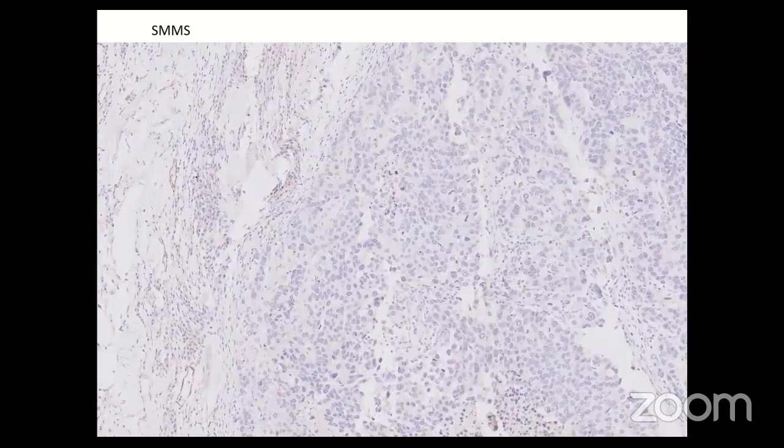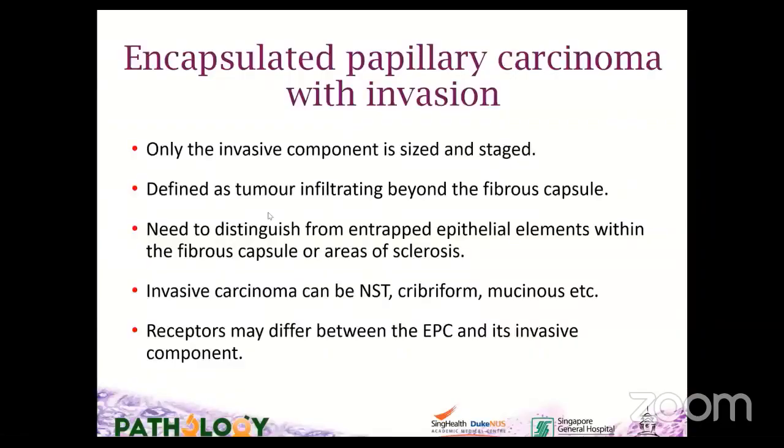Immunohistochemistry with the myoepithelial marker smooth muscle myosin shows complete absence of myoepithelial cells within the tumor as well as at the interface with adjacent breast tissue. When an encapsulated papillary carcinoma is associated with invasion, it is only the invasive component that is sized and staged.